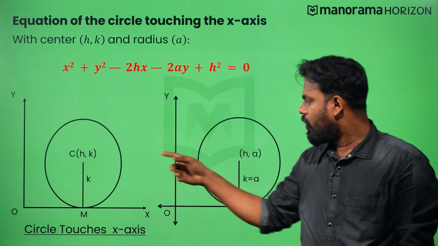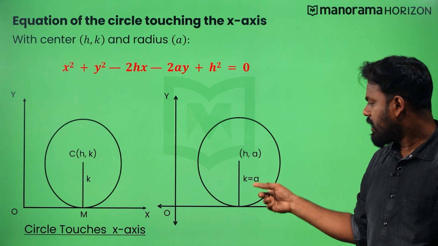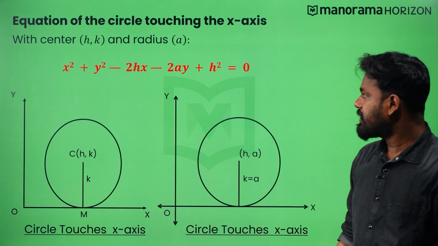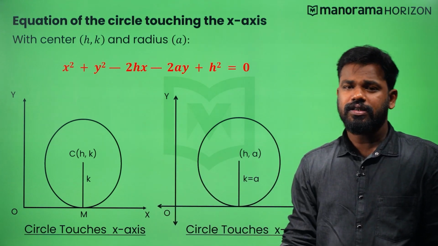Instead of hk, I can also put it as what? H comma a. So that is, the radius is equal to a, and this is the circle which touches the x-axis, and this is the equation of that particular circle.